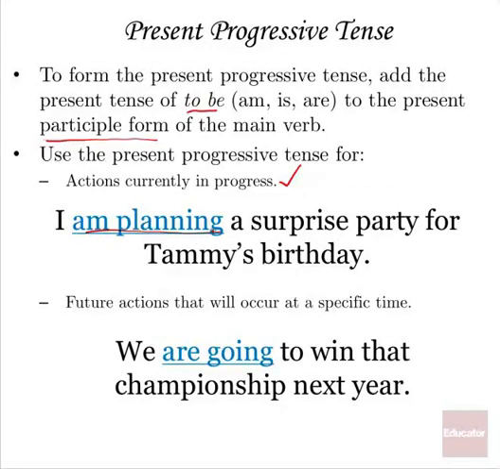You also use them for future actions that will occur at a specific time. They're on the schedule. So this is a very common construction. We are going to win that championship next year. We very often say, I am going, we are going, to say at a particular time, this event will occur. I will do this thing. And we use the present progressive tense for that construction.